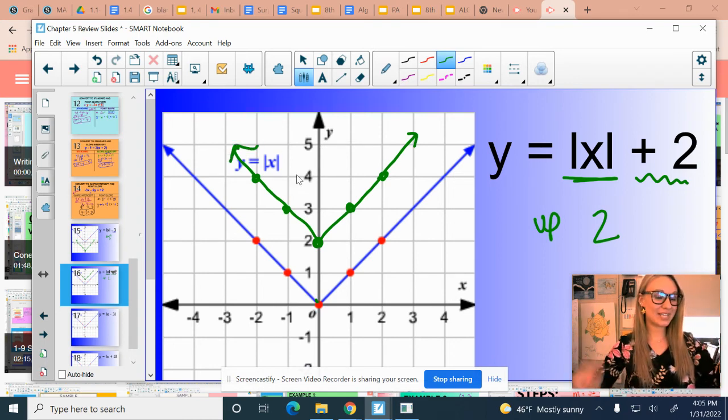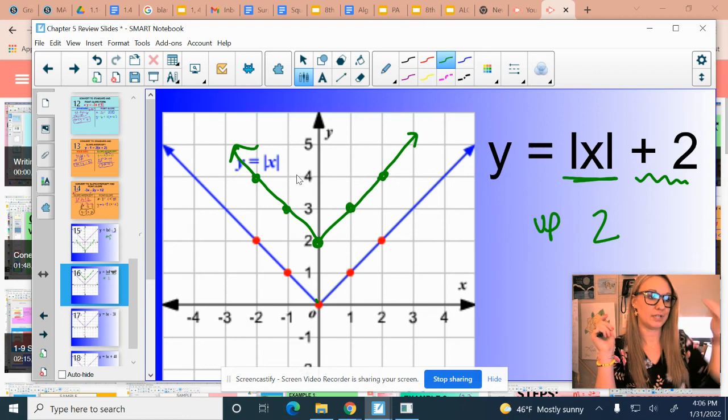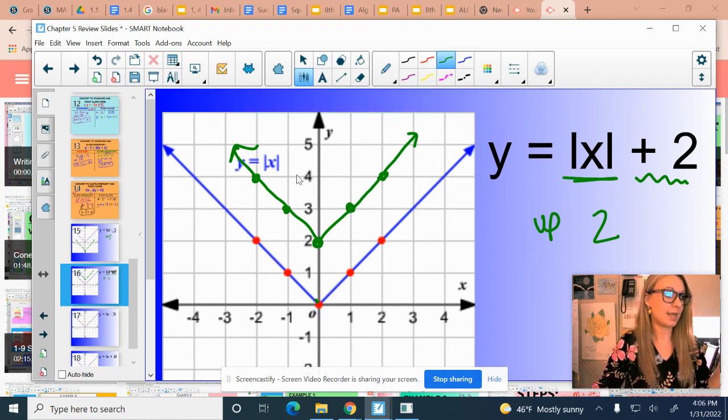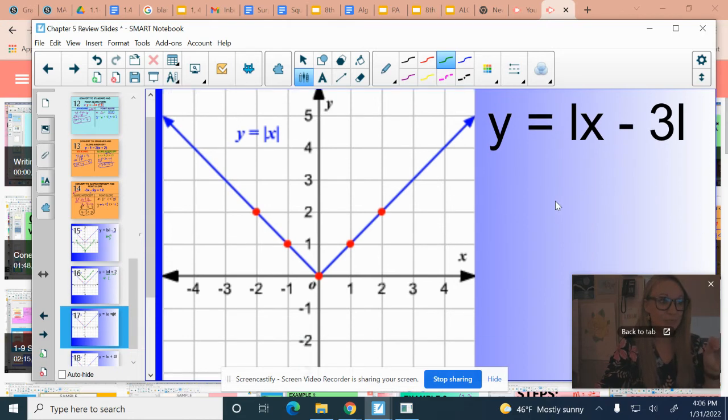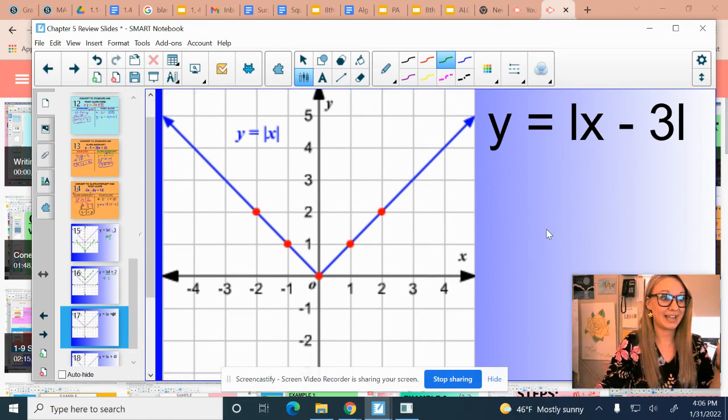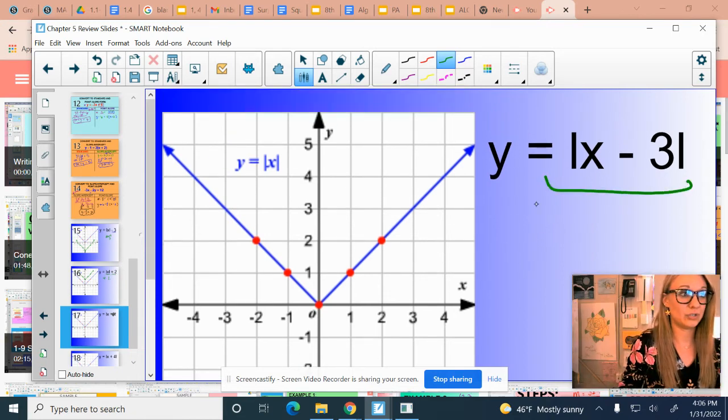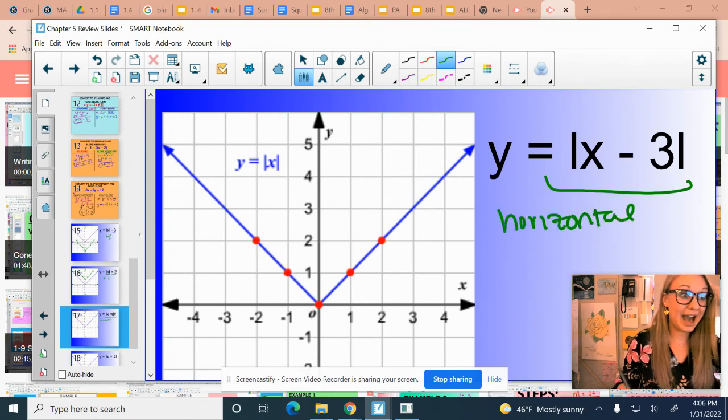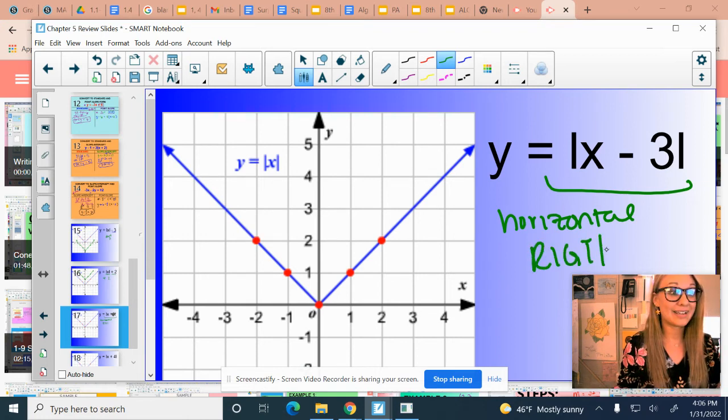Okay, so when you see a number outside of your absolute value bars, that's going to tell you it's vertical movement. When you see a number within your absolute value bars, this is when you need to think opposite. This tells you horizontal movement, left and right. Think opposite. If you see -3, that is right 3. So you're going to take this guy and go 1, 2, 3, and you are going to graph it to the right 3.